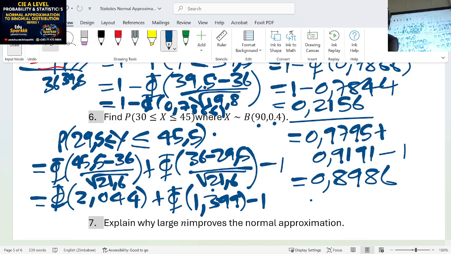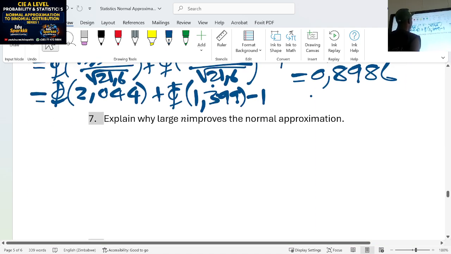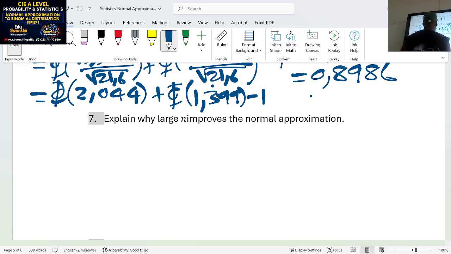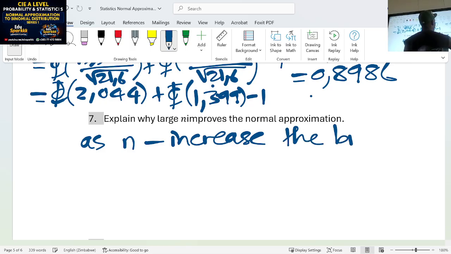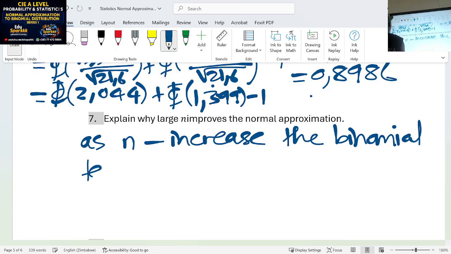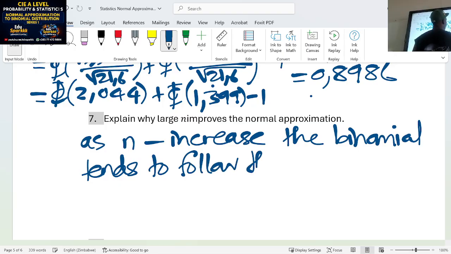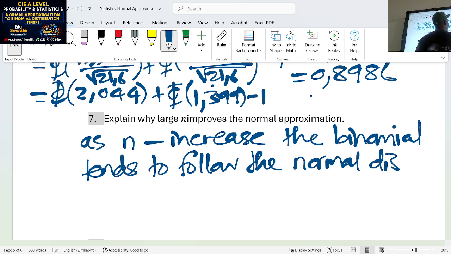Now, moving to number 7. Explain why large N improves the normal approximation. Our reasoning here says as N increases in size, the binomial tends to follow the normal distribution. I think that's our reasoning there.